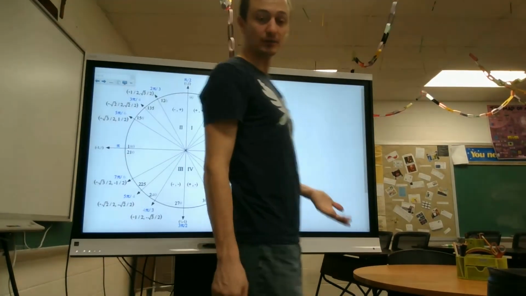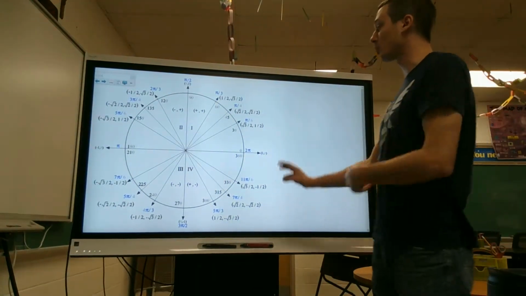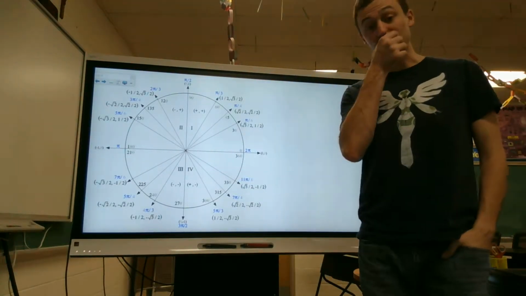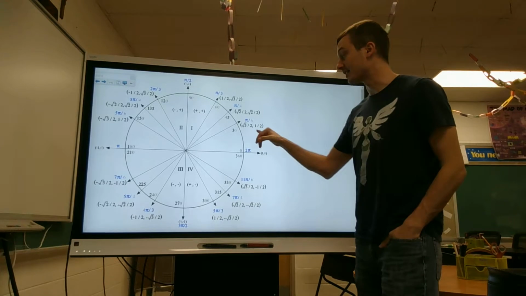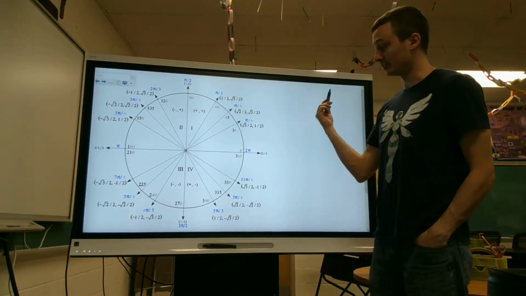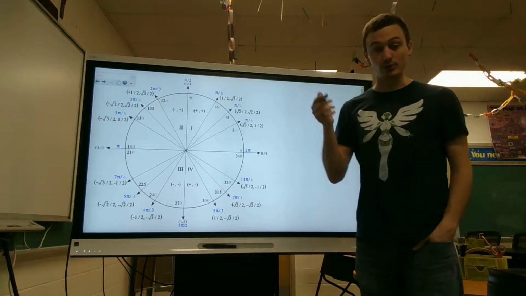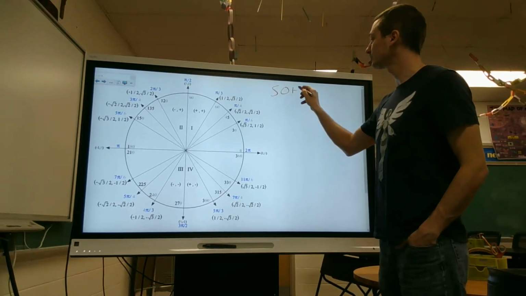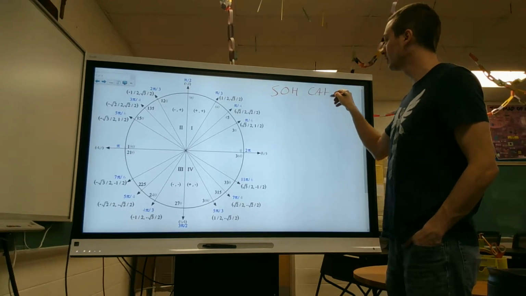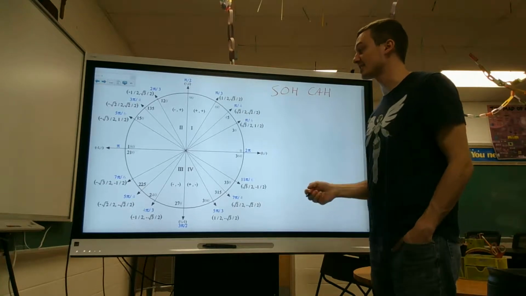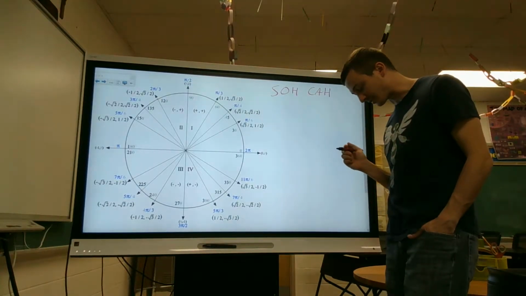All right, so what's the point of the unit circle? The coordinates on the unit circle actually give us the sine and the cosine of the angles that they are matched up with. The key phrase to remember sine, cosine, and tangent is SOHCAHTOA. But as far as the unit circle is directly concerned, it really only immediately gives us sine and cosine. Everything else we kind of have to figure out.